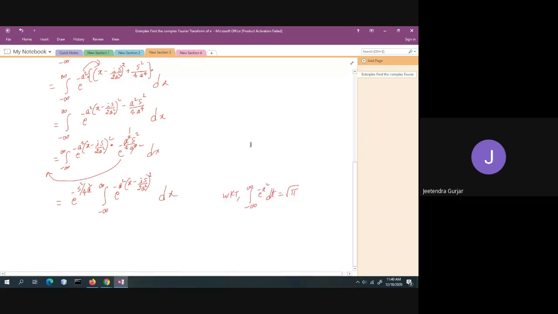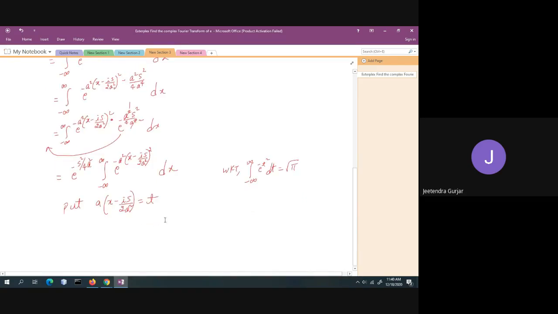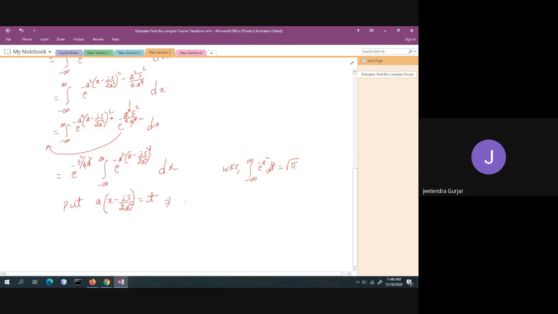Now we can see what I have to substitute here, students. It should look like t. So I will put a x minus i s upon 2 a square equal to t. If we further simplify, this becomes ax minus is upon 2 a square is equal to t. If you differentiate this, it will become a dx is equal to dt, since this is a constant term and its derivative becomes 0. So I can take dx is equal to dt upon a.